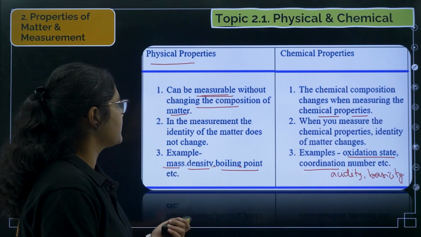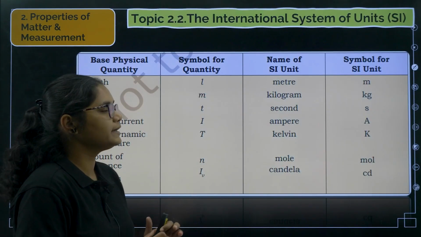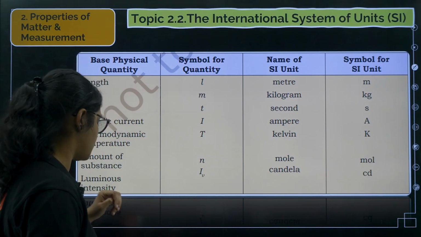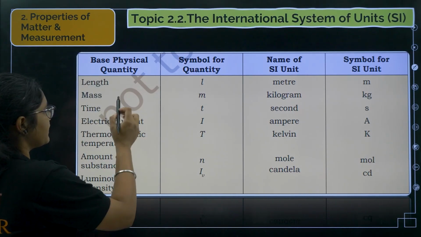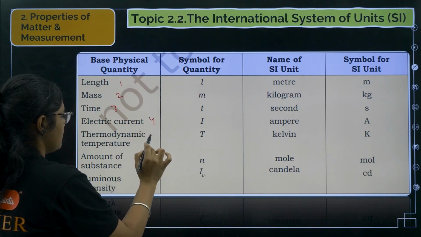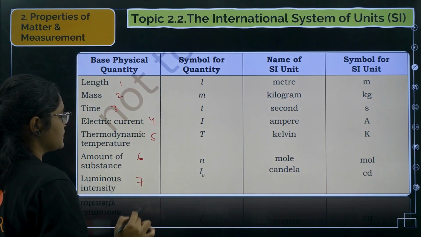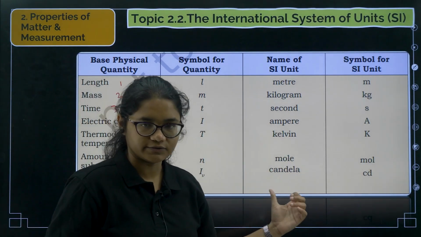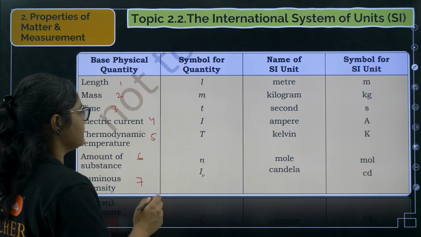Next, coming to the International System of Units, or SI units. Here there are a total of 7 fundamental quantities, with their symbols and their SI units. This is what you must remember, very very important.